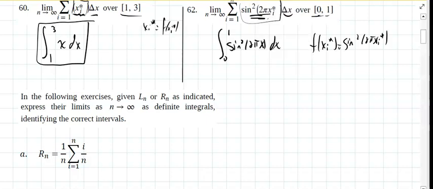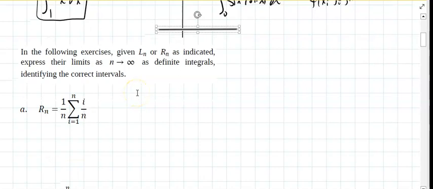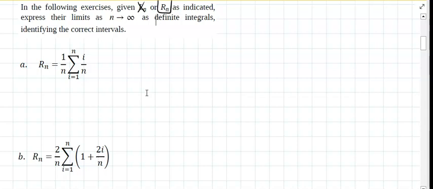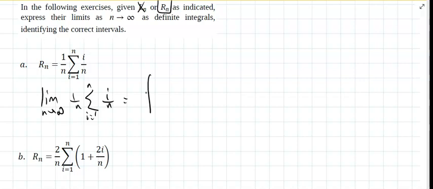Now, in the following exercises, given the left or the right, actually I eliminated the left out of the equation. We're only doing right. As indicated, express the limit as n approaches infinity as a definite integral. If I take the limit as n approaches infinity of 1 over n, the series i equals 1 to n of i over n, I want to write that as the integral.